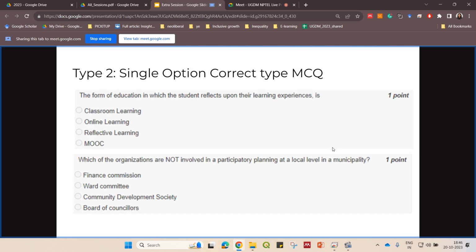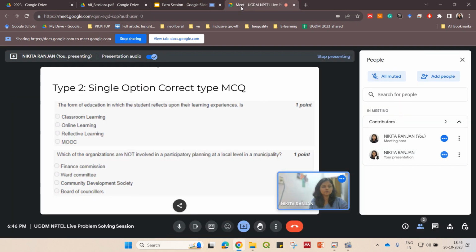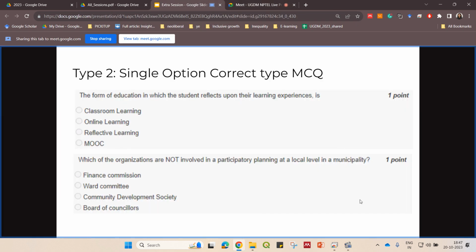Okay, moving on to the next question. So the next type of questions which you have encountered in your assignments is the single option correct type multiple choice question. So it is a multiple choice question. You have a question and you have multiple choice options given to you, one of which is the answer. So single option correct means only one of these choices is the correct answer for this question, not more than one.